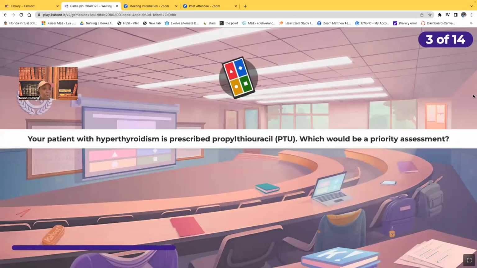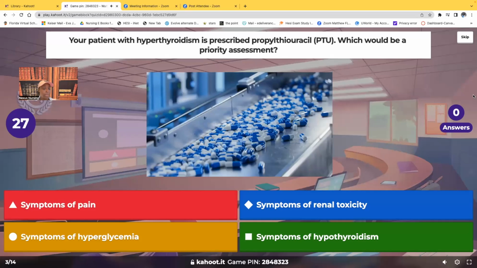Your patient with hyperthyroidism is prescribed PTU. Which would be a priority assessment? Would it be symptoms of pain? Would it be symptoms of renal toxicity? Would it be symptoms of hyperglycemia? Or would it be symptoms of hypothyroidism? What do you guys think?